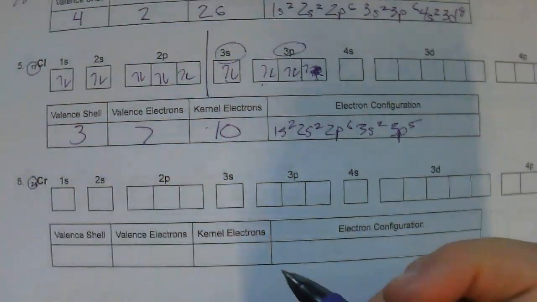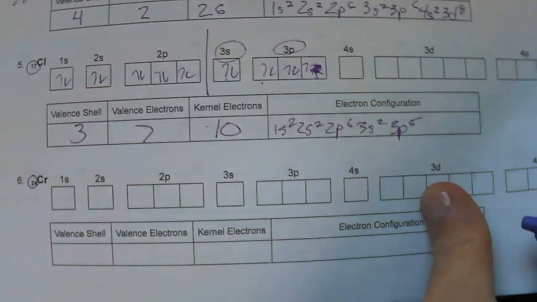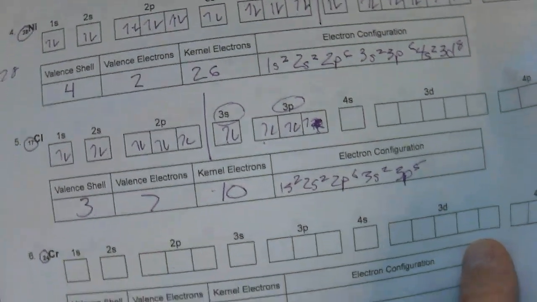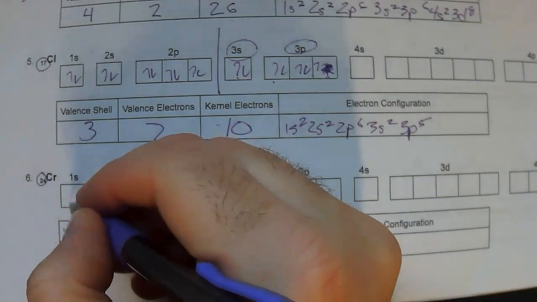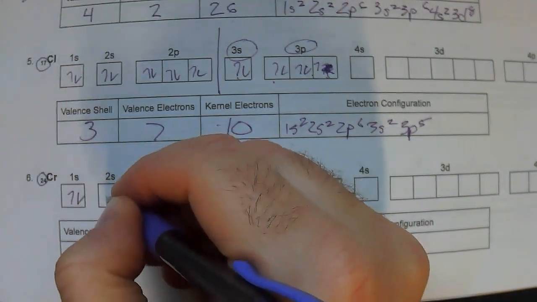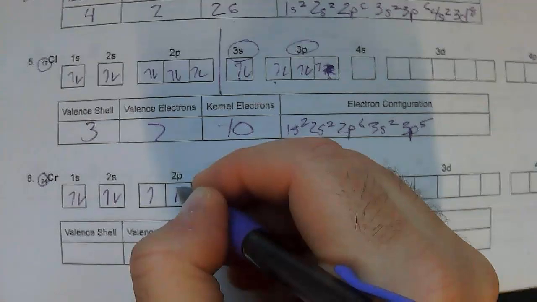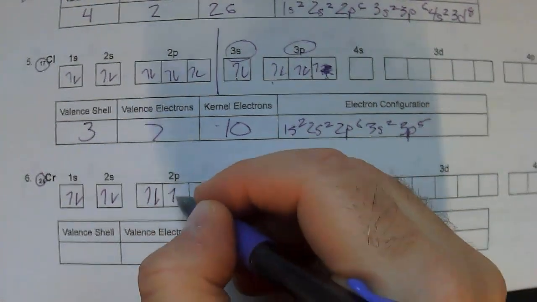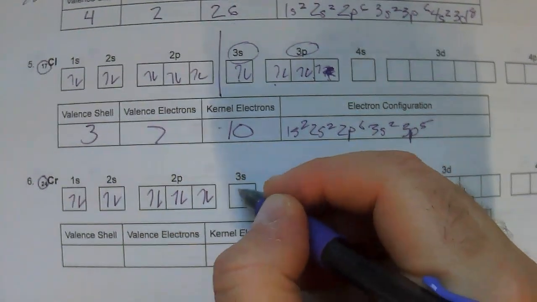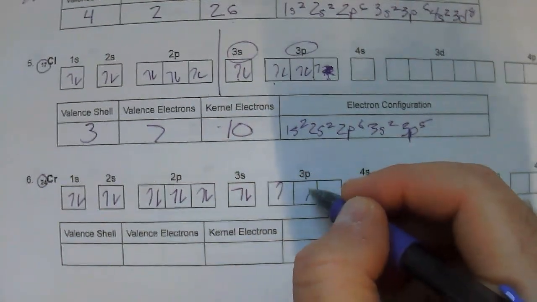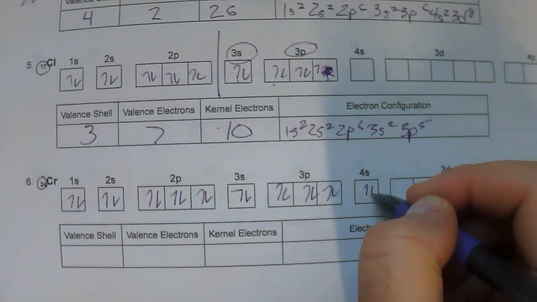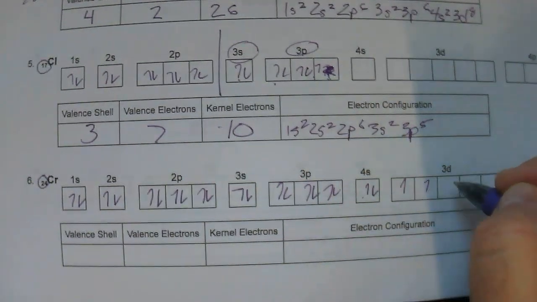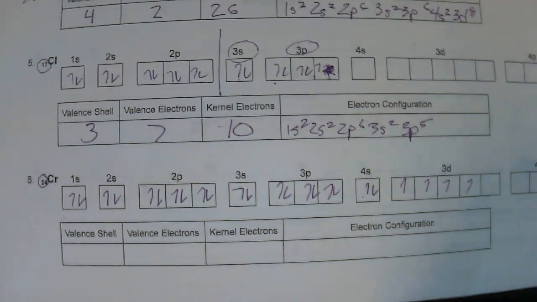Now chromium is 24. That's going to be just like nickel. Nickel, we did this. It's not going to be just like it, but it's going to be very, very similar. So we're going to put 24. So 1, 2, 3, 4, 5, 6, 7, 8, 9, 10, 11, 12, 13, 14, 15, 16, 17, 18, 19, 20, 21, 22, 23, 24.